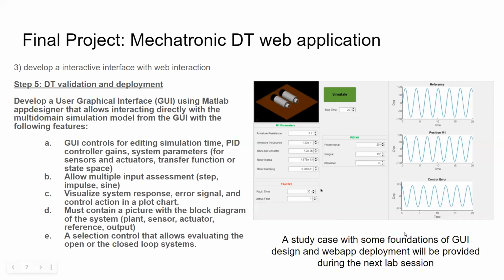Another control that is required is that you can try different inputs. In this case, for example, a step input, impulse response, sinusoidal response. I guess we work all of those responses during the lab. So that's the main idea in this case. Also, another control to select between the open loop and closed loop response.